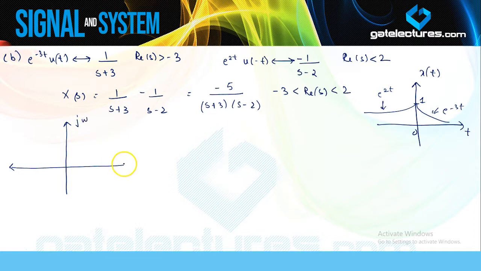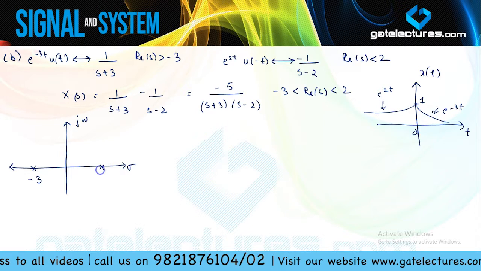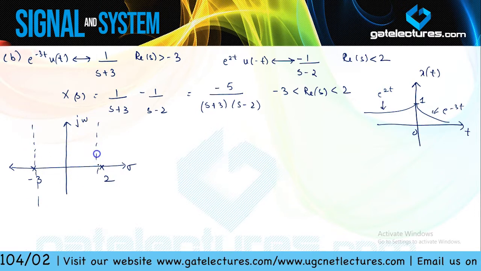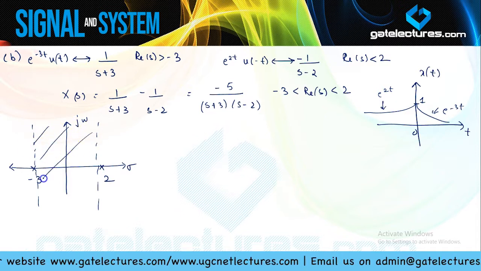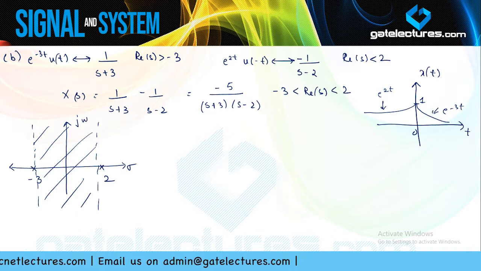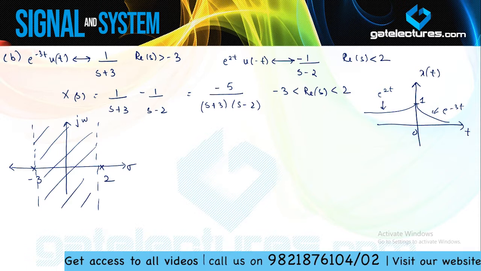If you just sketch it, I have a pole at minus 3 and another pole at 2, and my ROC is between these two poles. This is my ROC for the system. Since this signal does not have any zeros, this is how the ROC is going to look. It is going to lie between these two poles. Why did this happen? Because my signal was a two-sided signal.